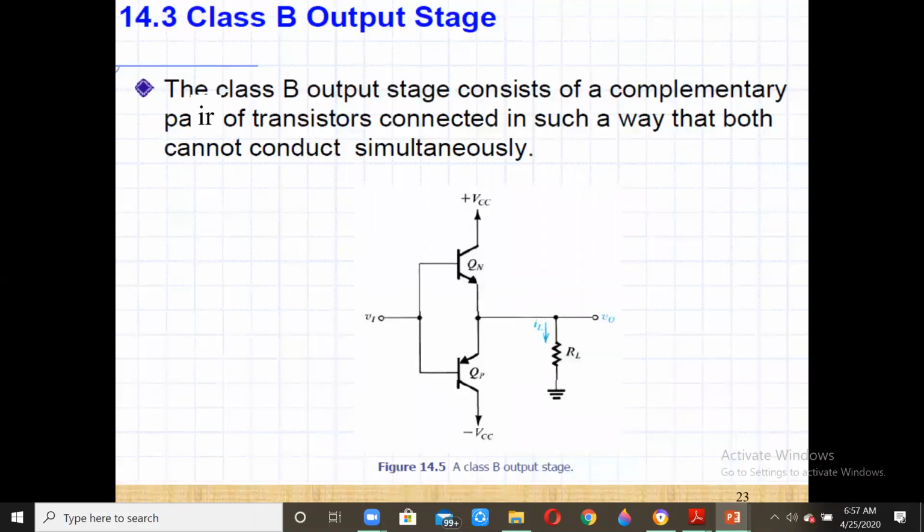So the Class B output stage consists of a complementary pair of transistors. We have here two transistors, QN and QP, complementary, connected in such a way that both cannot conduct simultaneously. This one conducts during the 180 degree half cycle, and in the other half of the cycle this one conducts.